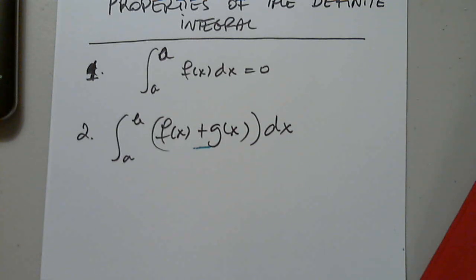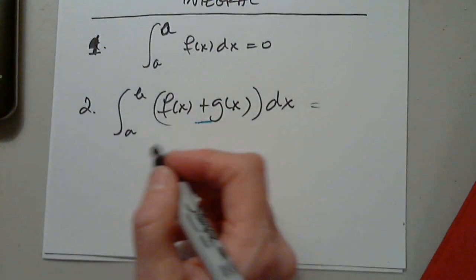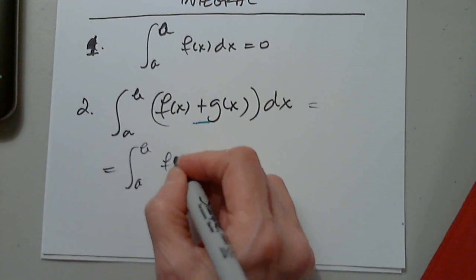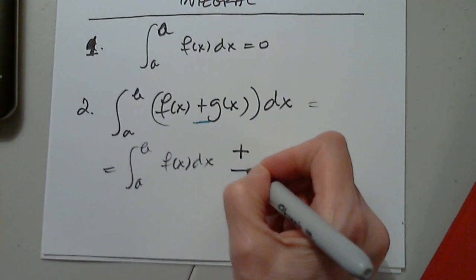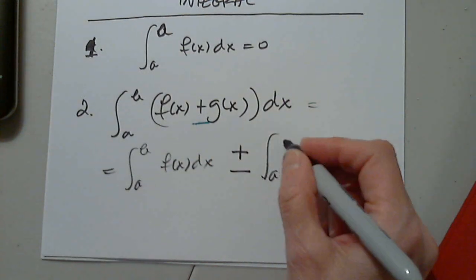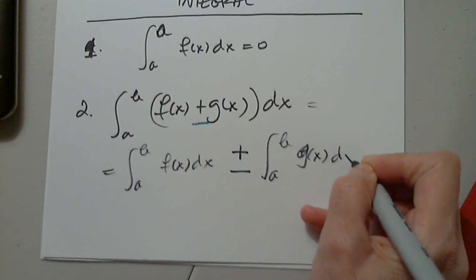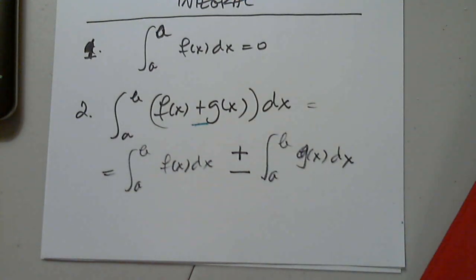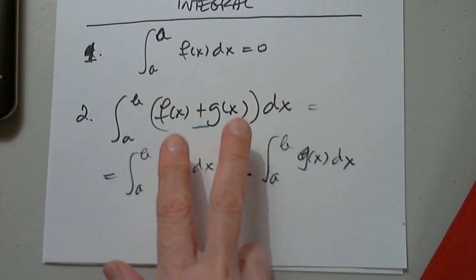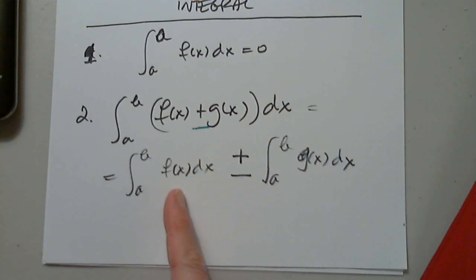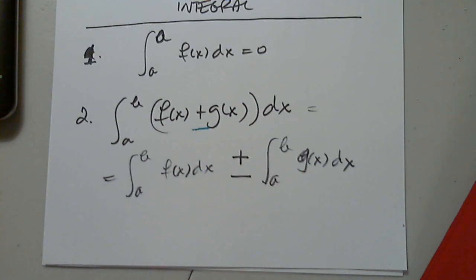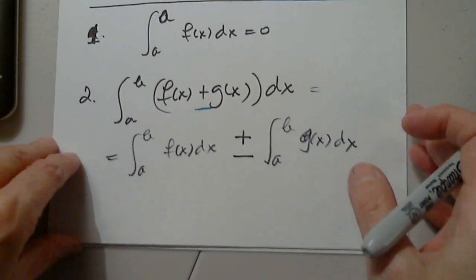F prime? No, this is the integral. So the same property: the integral from a to b of f of x dx, either plus or minus, depending on what we have, the integral from a to b of g of x dx. We used the same property when we differentiated, right? When we differentiate the sum, we had the derivative of the first function plus the derivative of the second function. So the same for the limit and the same for the integrals. And the same property for the summation notation. Is this okay? Yes? No?